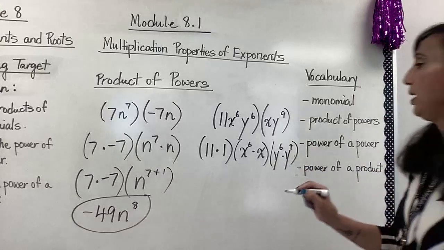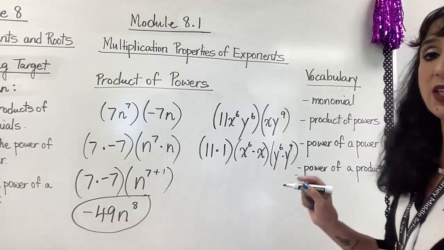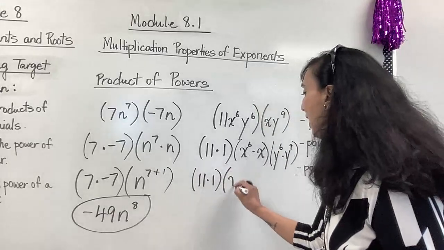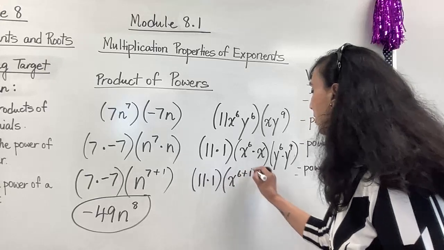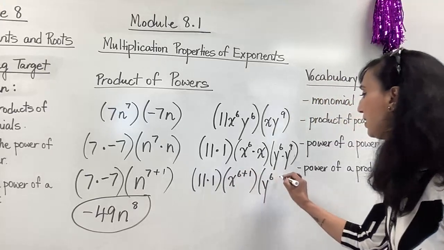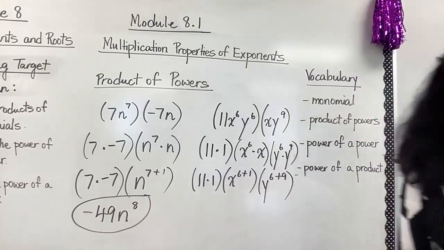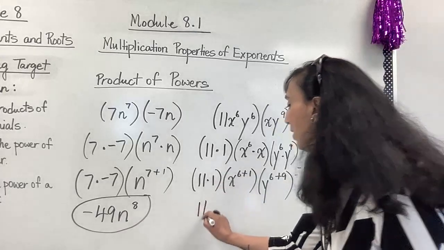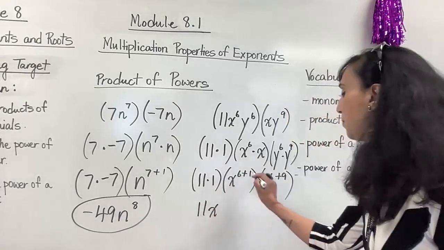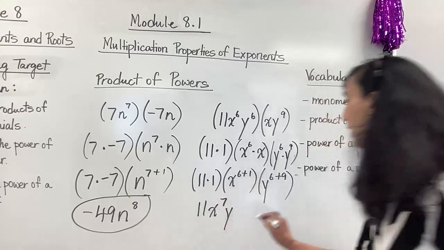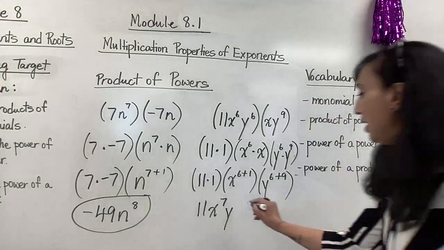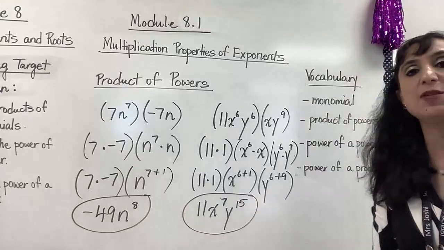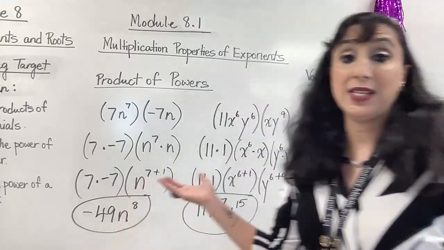Okay, next we are going to use the product of powers, and of course we have 11 times 1, x to the 6th power plus 1, and y to the 6th power plus 9. So then I'm left with 11 times 1 is 11, I'm simplifying x: 6 plus 1 is 7, and y: I have 6 plus 9, and that gives me 15. So here is my final answer. This is basically what the product of powers is telling me.